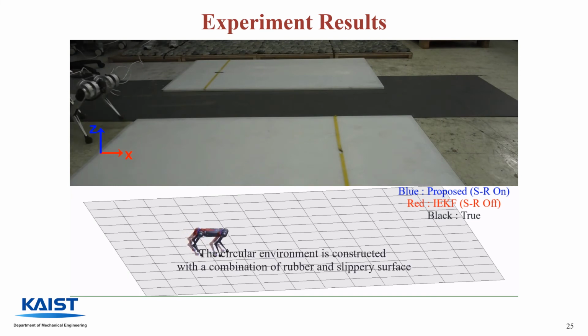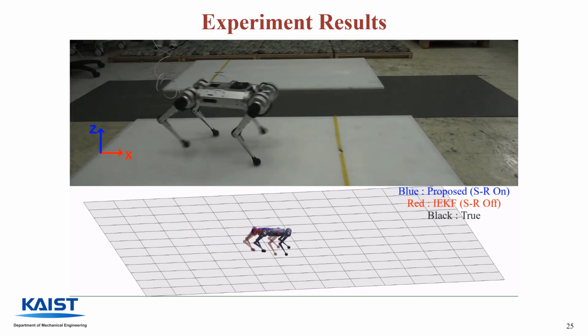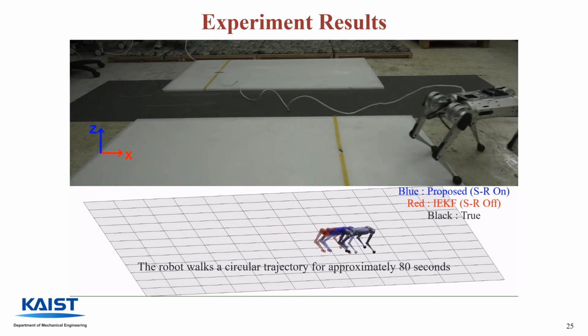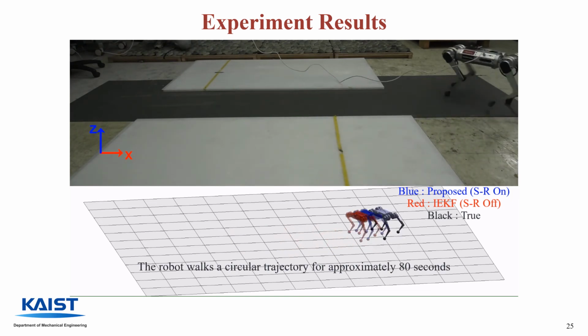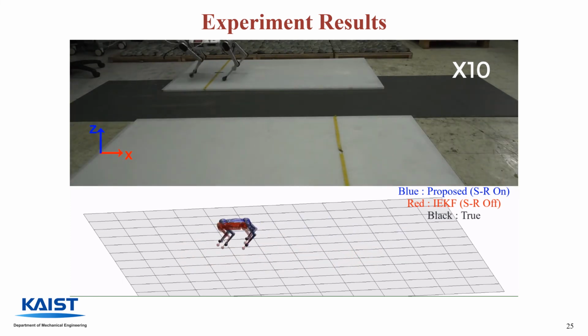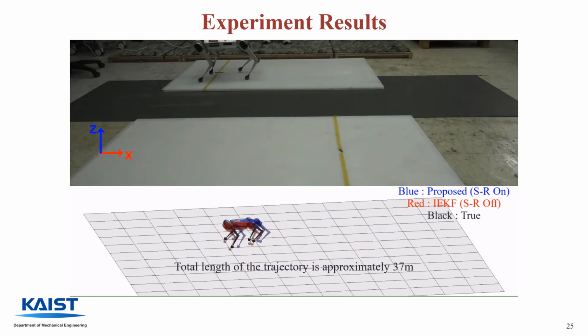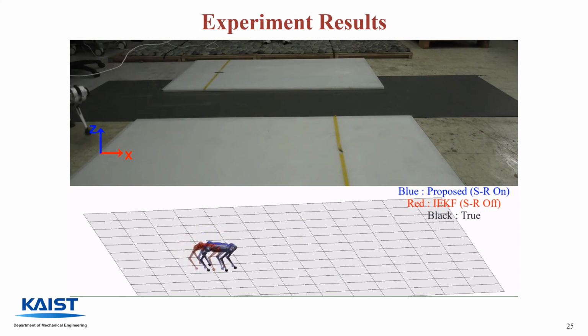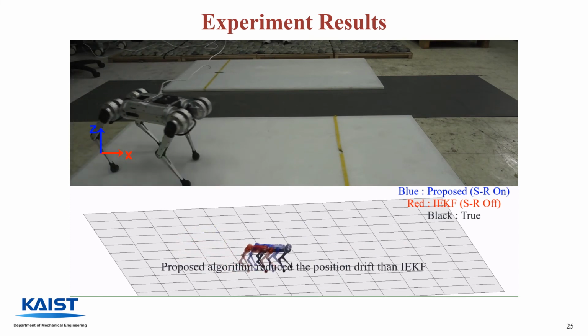Finally, the fourth environment is the circular environment. In this scenario, the robot walks a circular trajectory for approximately 80 seconds, with approximately 37 meters as the total length of the trajectory. As you can see, the proposed algorithm could reduce the final position drift more than the IEKF algorithm.